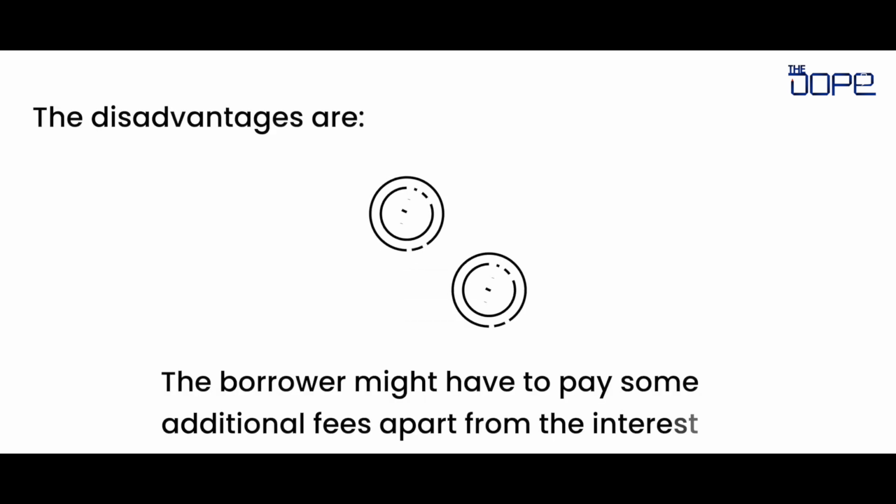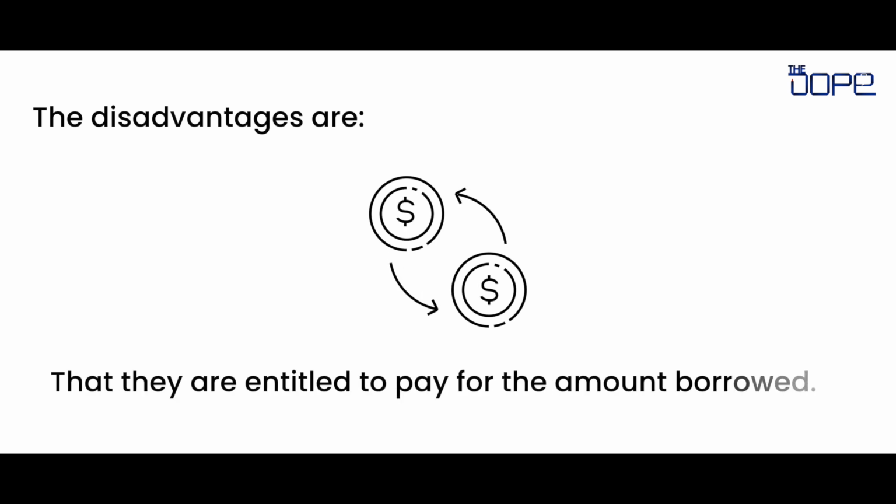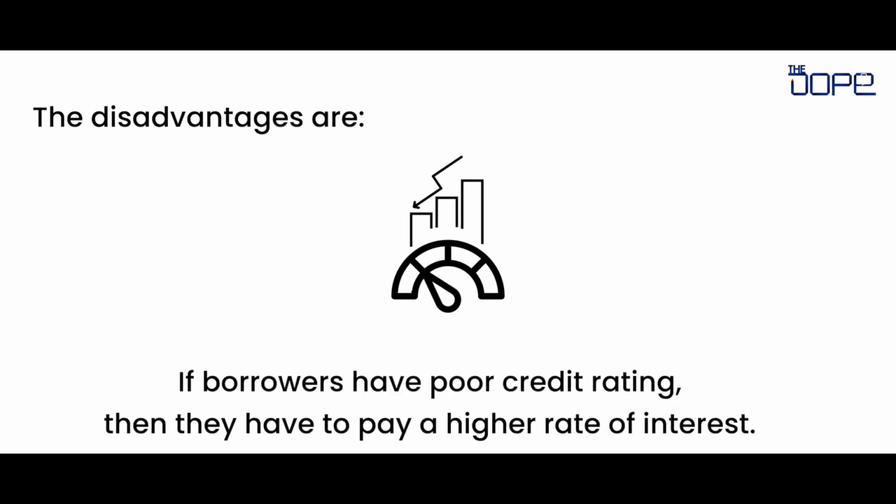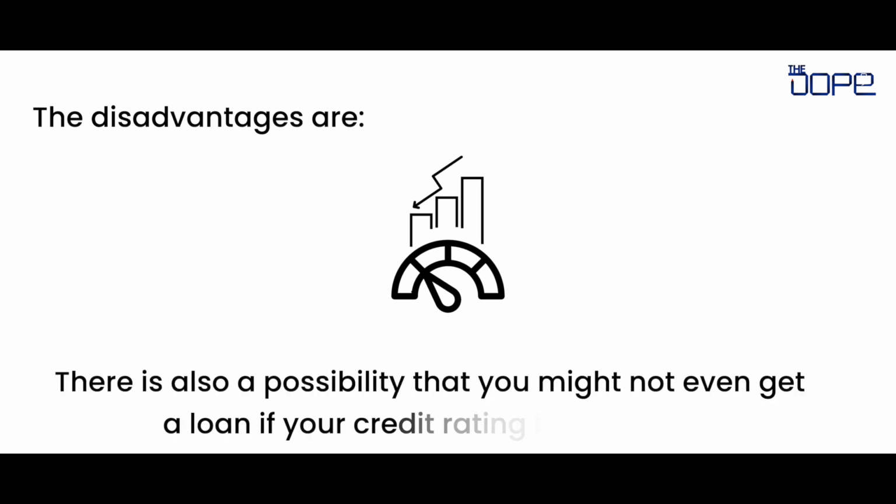The disadvantages are: Number 1. The borrower might have to pay some additional fees apart from the interest that they are entitled to pay for the amount borrowed. Number 2. If borrowers have poor credit rating, then they have to pay a higher rate of interest. There is also a possibility that you might not even get a loan if your credit rating is very poor.